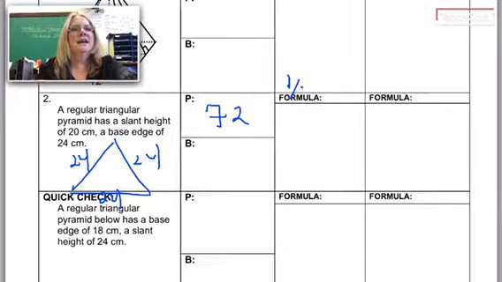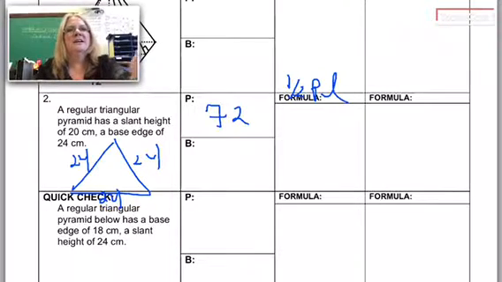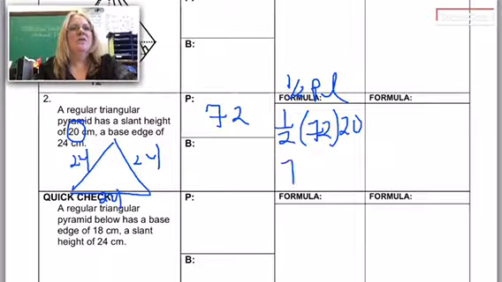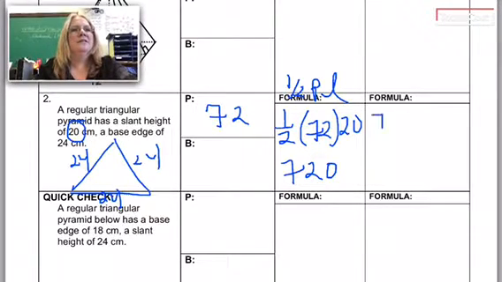Now this is 1/2 PL, or the slant height, and they give us that the slant height is 20. So this is 1/2 times 72 times 20, or 720. And so this is 720 plus the area of the base.